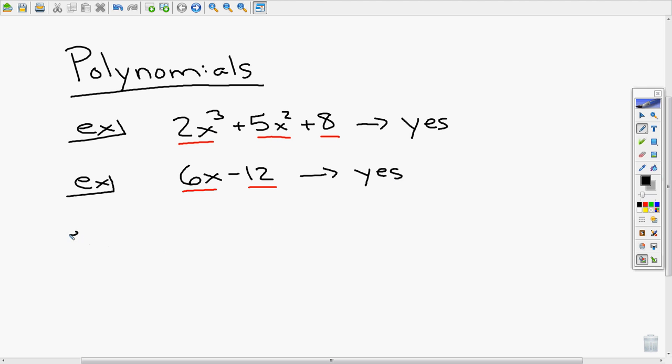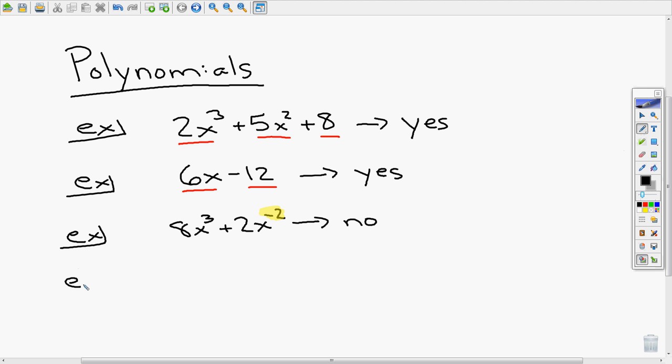Let me give an example of one that is not. This is not a polynomial: 8x to the third plus 2x to the negative 2. That is not a polynomial. And the reason that one is not is because of the exponent right here, and that is a negative exponent, and a polynomial can't have a negative exponent.